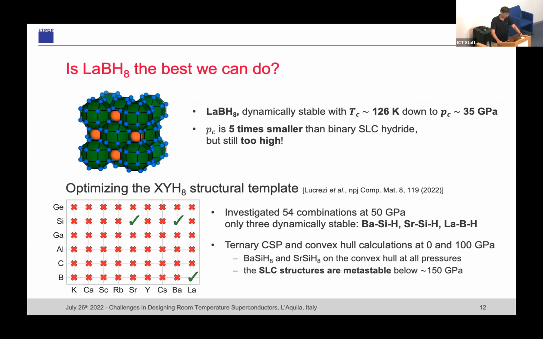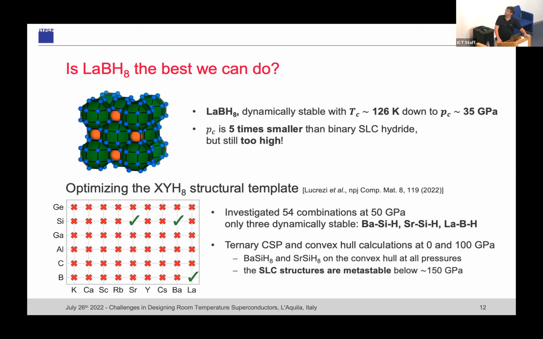So what Simon again did in his structural searches was to look at 54 different combinations of elements. So you take this 118 structural template, and you replace the X and the Y with different elements, or basically the neighboring elements, the rows and the columns of your periodic table, close to the boron and to the lanthanum. And then we investigated the phonon stability for these structures at 50 gigapascals. And as it turns out, there are only 2 more compounds that are dynamically stable with this template. And this is barium silicon H8 and strontium silicon H8.